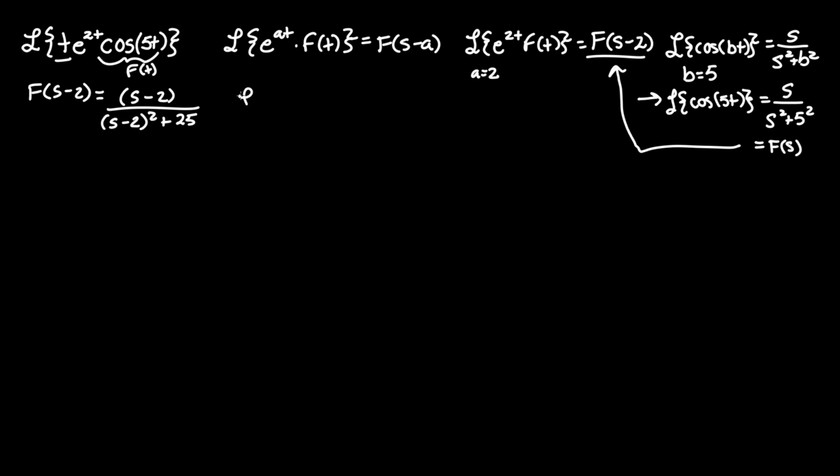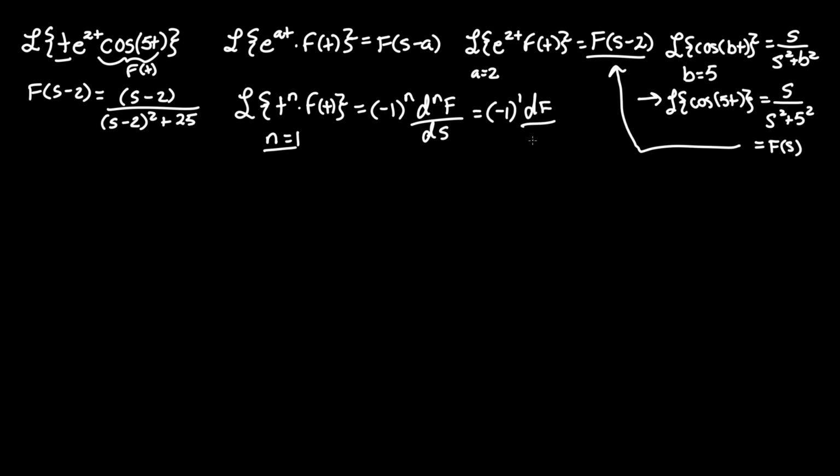For our final property, we know the Laplace transform of t to the n times any function f of t will become negative 1 to the power of n, where n is any constant, and nth many derivatives of f with respect to s. Since n equals 1, because t is t to the power of 1, this will become, let me write here, n equals 1. This will become negative 1 to the power of 1, and the first derivative of our function f with respect to s, or just simply negative df ds.